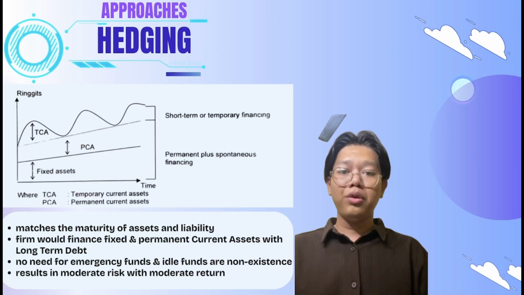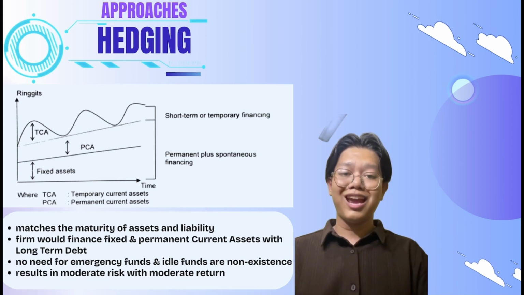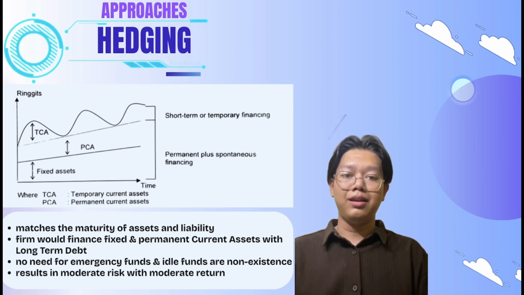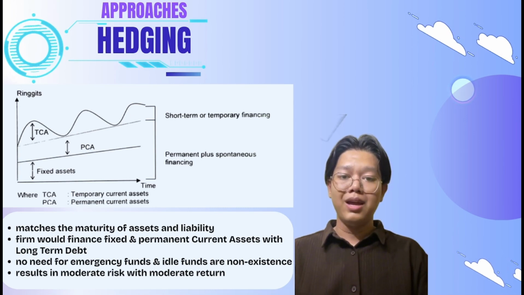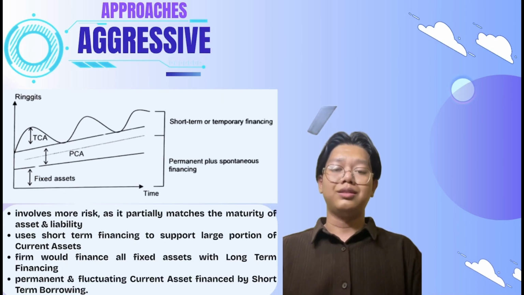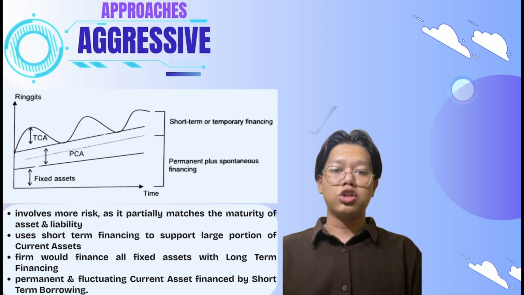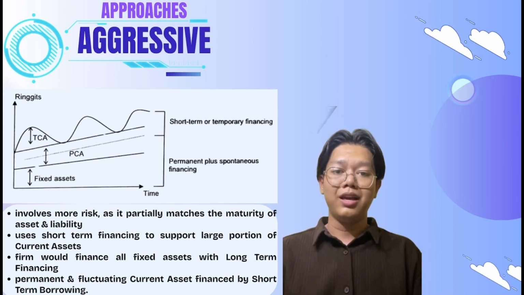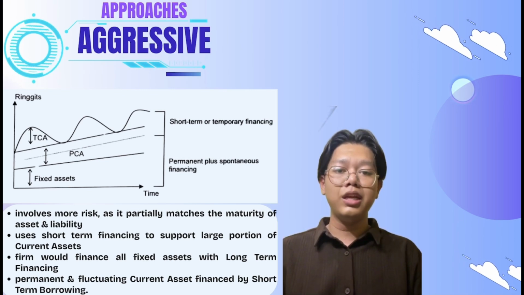There are also three financing approaches for working capital. The first one is hedging approach, which matches the maturity of assets and liabilities. Fixed and permanent current assets are financed with long-term debt. It results in moderate risk and moderate return. While the second is aggressive approach, this is riskier. The firm uses short-term financing to support a large portion of current assets, including permanent assets. It results in higher risk and potentially higher return.